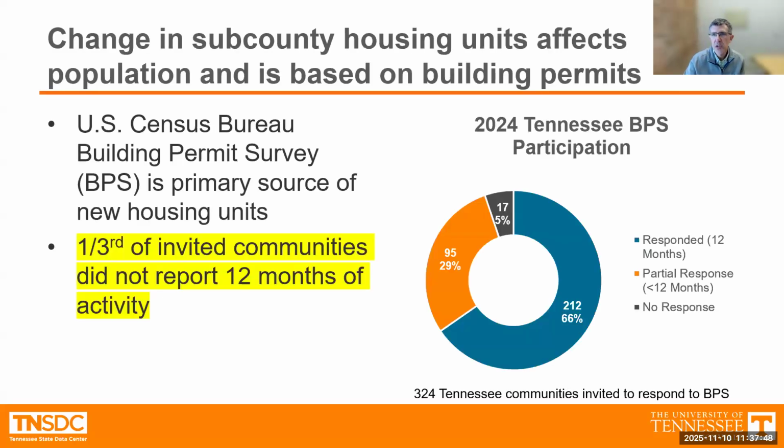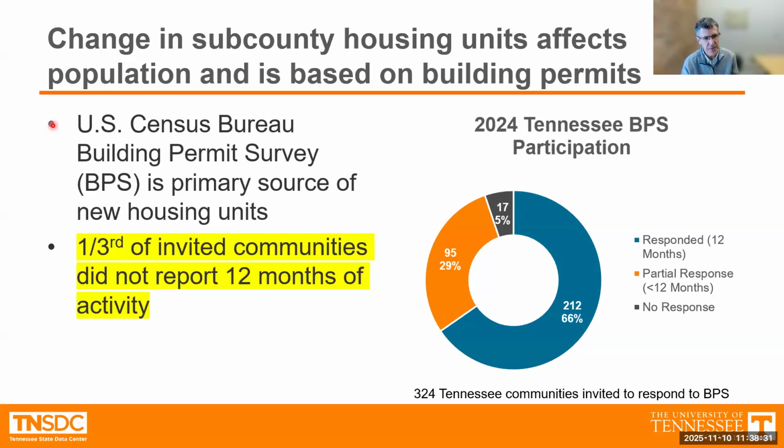So let's start by reviewing and just remembering that on the sub-county side, for the municipalities and for the unincorporated parts of counties, building permits are one of the key factors for determining the current population. So it's the number of housing units in 2020 plus all the building permits that have been issued since. The way that information is collected is through the U.S. Census Bureau's building permit survey. This is information that is collected from building chiefs. There are approximately 324 communities in the state of Tennessee that receive this survey on a monthly or annual basis.